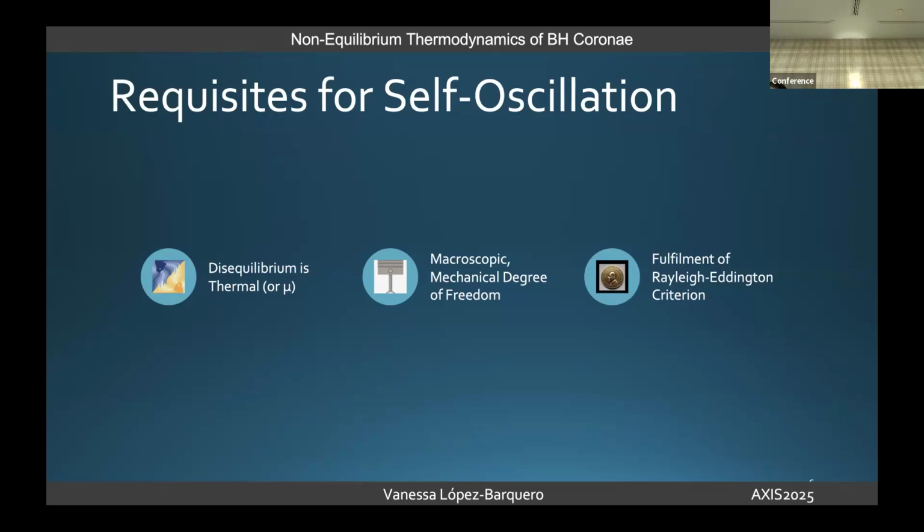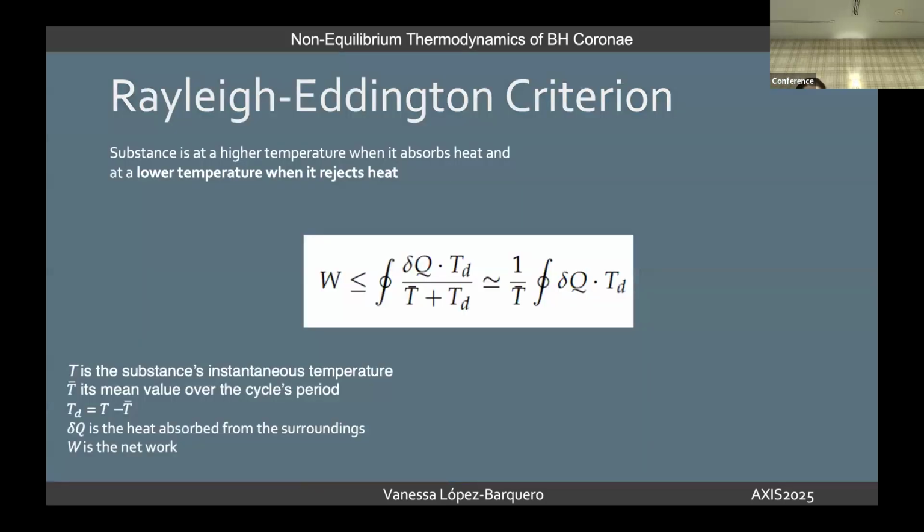So now let's take a look at how we can start thinking about the criterion, especially how it comes to work when we are thinking about the black hole corona. Okay, so this is the criterion, and let me give you some idea on how it actually works and how the different components come to be. Here, this W represents the work done by the system, and this quantity has to be positive so that we can fulfill the criterion. This delta Q is the heat that is being absorbed from the surroundings, the heat that comes into the system. And this TD here is the temperature difference.